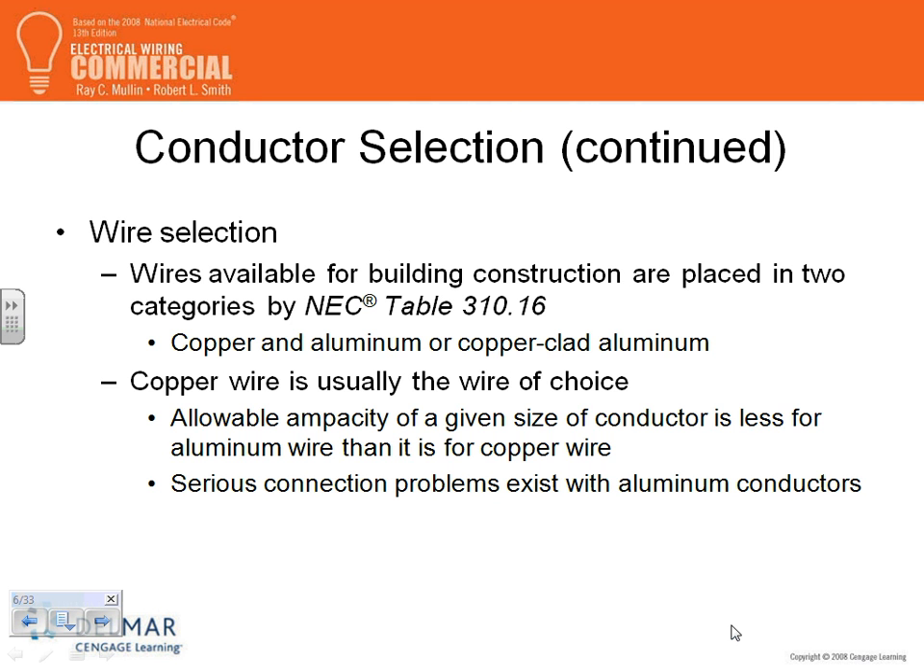Just a reminder on 310-16. If your equipment amp is 100 or less, you use which column? The 60-degree column. If it's more than 100, the 75-degree column. If your conductor size is number 1 or less, you go to 60-degree. If it's more than number 1, you go to 75. That's all you need to remember on using 310-16.